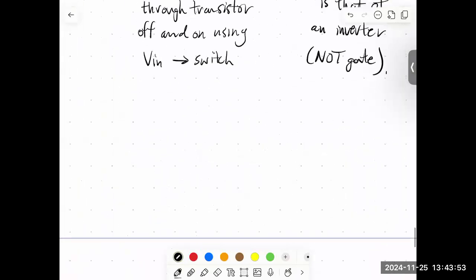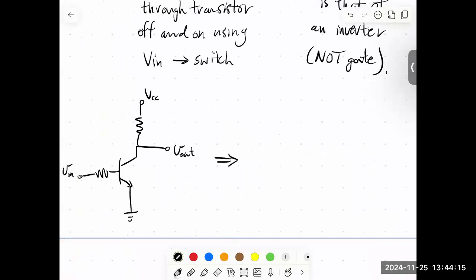Okay, so let's just summarize what we said. Here's VCC, here's our collector resistor, here's V out, then this goes to our transistor. There's our base resistor, this is V in. And so that is equivalent to our NOT gate, V in and V out. And we can control at the same time whether the current through the transistor is off or on.